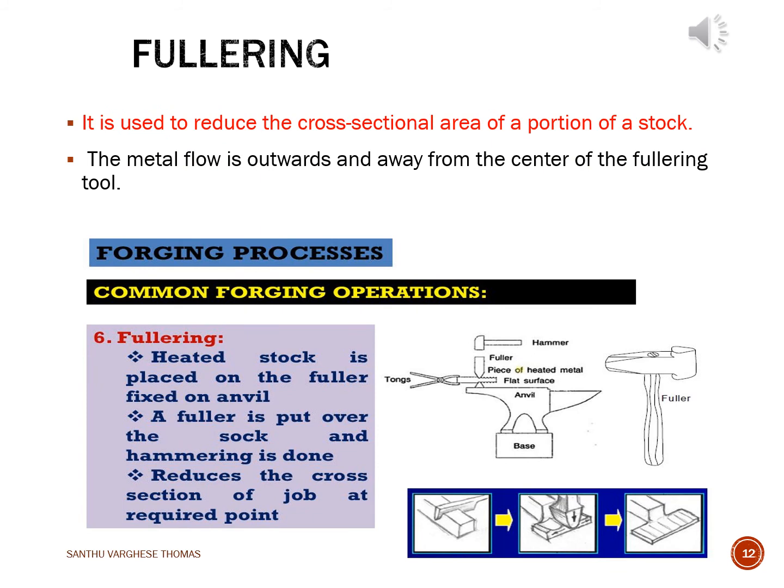Next is fullering operation. In fullering operation, it is used to reduce the cross-sectional area of a portion of a stock. It is used with the help of a fullering tool. The heated stock is placed on the fuller fixed on the anvil. A fuller is put over the stock and hammering is done. It reduces the cross-section of the job at the required point. So, in fullering, it is used to reduce the cross-sectional area at a particular portion of the stock.